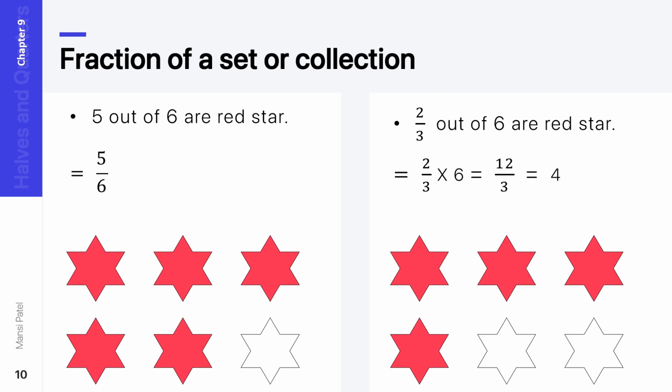These are the fractions of a set. In a fraction of a set, they give you a group of things, the total number of things in the group, and out of that they give you a fraction. After that, you have to find the part of that thing. Let us see further.